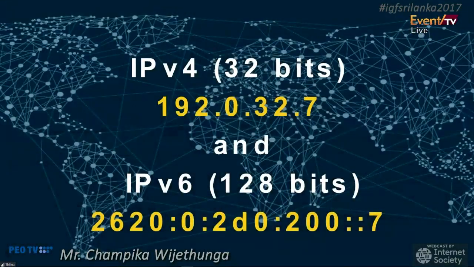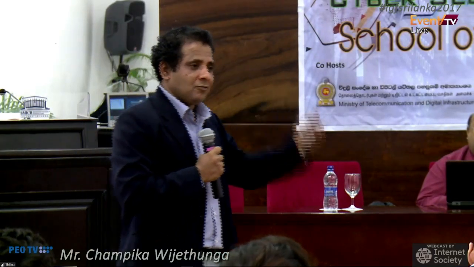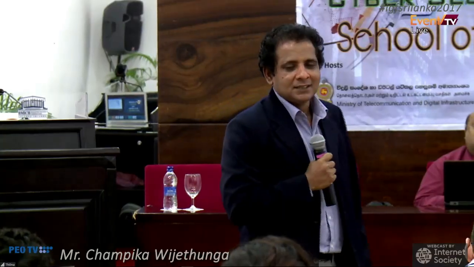Now, have you heard that there are two versions of IP addresses? Yes, we have IP version 4, and IP version 6. Why do we jump from V4 to V6? What happened to V5? There was V5, but it was an experimental version. IPv4 has been there for a very long time, since the mid 1970s.